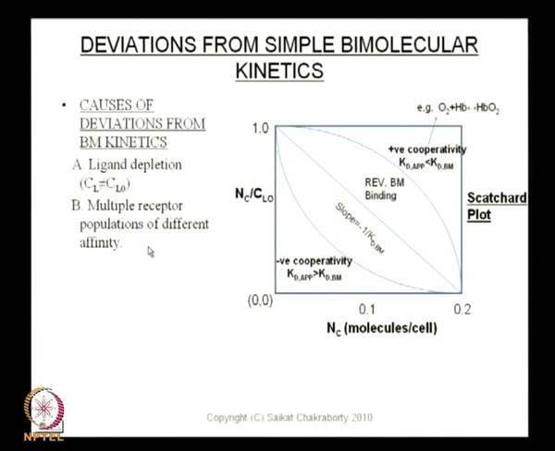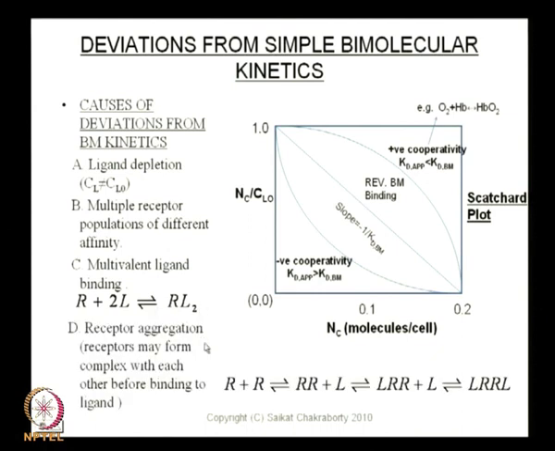The second possibility is multiple receptor populations of different affinity, which means that the same ligand can bind to multiple receptors. You can have two populations of receptors, R1 and R2, and the same ligand can bind to these multiple receptors. In which case there is obviously a deviation from the simple bimolecular kinetics. Each of these might be bimolecular, but the simple one ligand, one receptor bimolecular kinetics is no longer there. The third case is multivalent ligand binding, which means that earlier we had one ligand binding to one receptor, but you can have more than one ligand molecule binding to one receptor molecule.